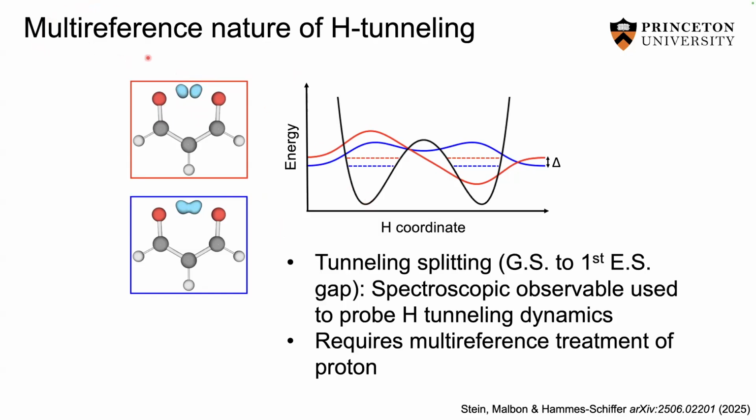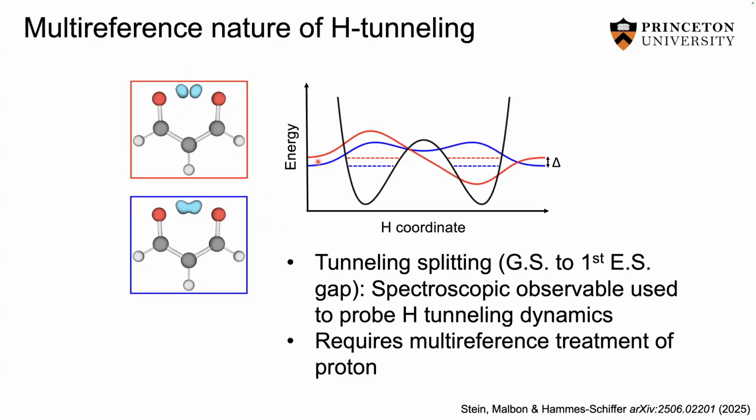Hydrogen tunneling is a multi-reference phenomenon in the protonic states. We can see that the ground state of this kind of tunneling system is a linear combination of these two protonic states on the donor and the acceptor. And then the first excited state is this antisymmetric linear combination of these two states.